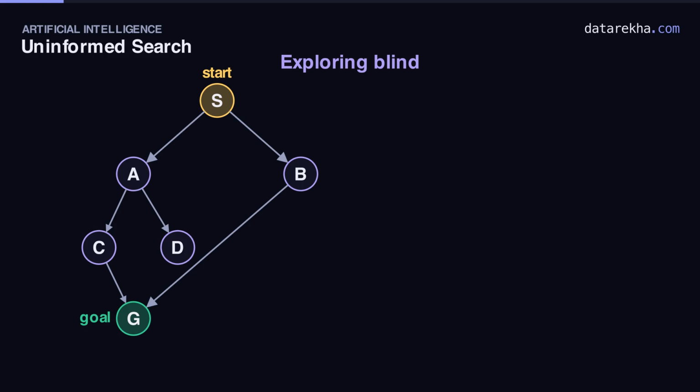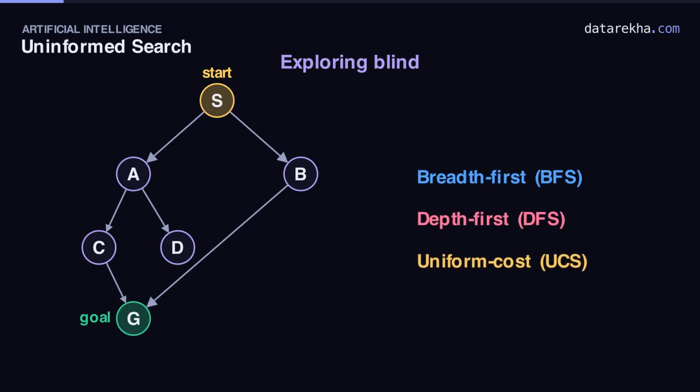The algorithm has no sense of which way the goal lies. No compass, no distance estimate. It knows only the map's raw structure, which state connects to which, and nothing more. The whole question is simply, in what order do you explore?